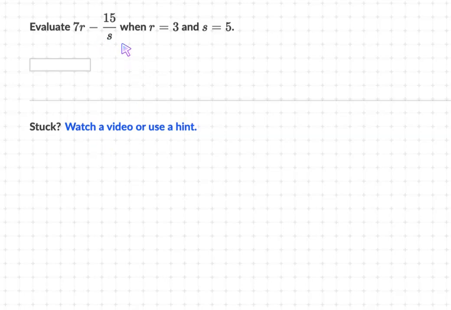Alright, so again, I am going to first replace my variables with my values. So instead of 7 times r, I'm going to put 7 times 3 with my parentheses. Subtracting 15, this is a division. And then s is 5. I could put parentheses around there, but it's already separated, so there's really no point.